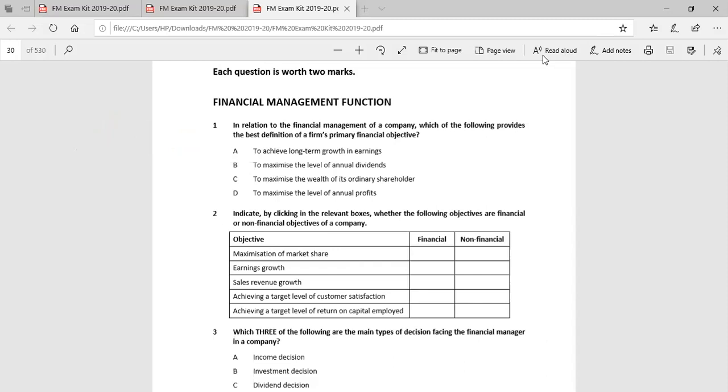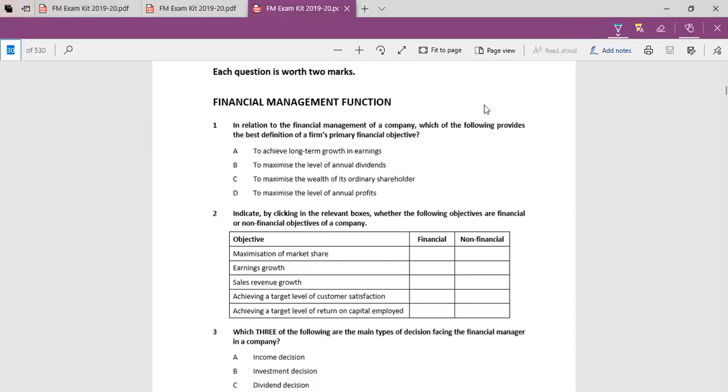The next question is: indicate by clicking in the relevant boxes whether the following are financial or non-financial objectives of the company. Maximization of market share, earnings growth, sales revenue growth, achieving a target level of customer satisfaction, achieving a target level of return on capital employed. Which one is financial, which one is non-financial? Achieving a target level of customer satisfaction is non-financial. Maximization of market share is also non-financial.